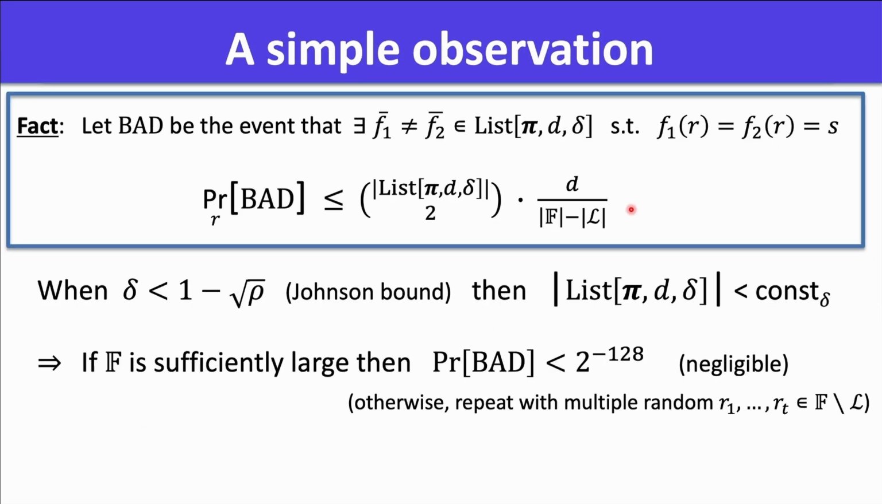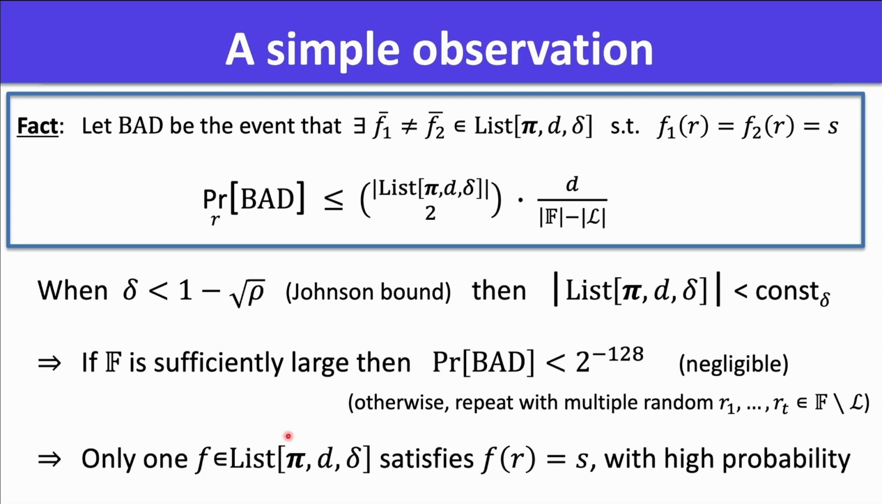Okay, and this is where we're going to use the Johnson bound. So when delta is less than the Johnson bound, we know that the list has bounded size. And therefore, if our field is sufficiently large, this denominator is going to dominate d, and it's also going to dominate this term here because the size of the list is bounded and actually relatively small. So we're just going to assume that the field is sufficiently large so that the probability of the bad event is negligible. And even if the field is small, we can still make the probability of the bad event negligible by simply choosing multiple r's rather than just one r.